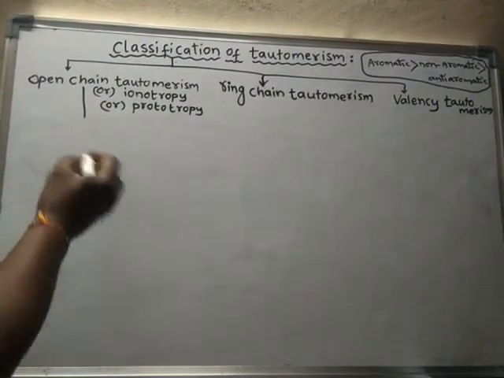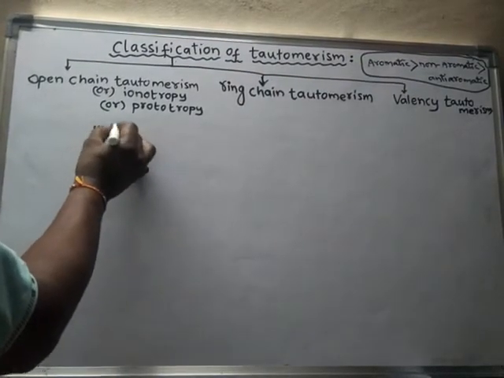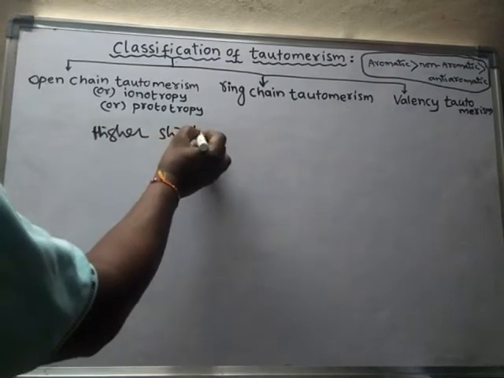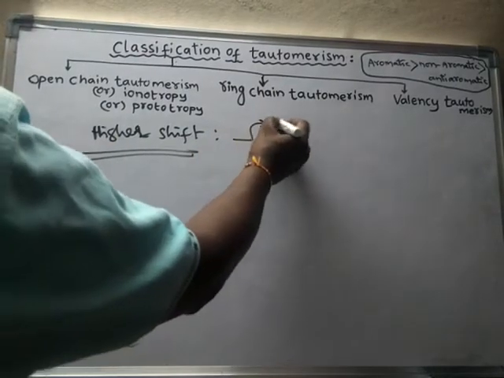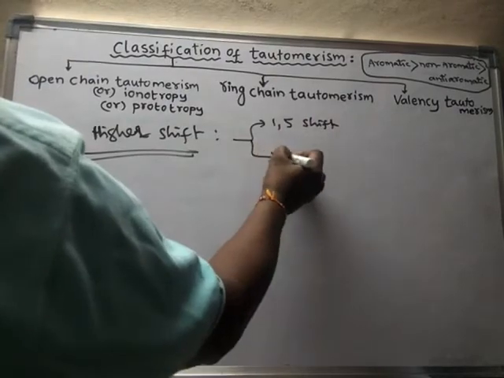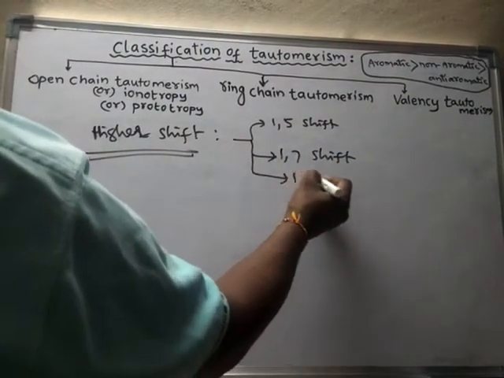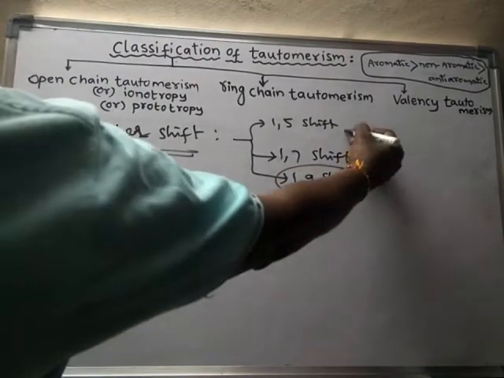Okay, next type of open chain tautomerism is higher shift. Higher shift may be of two types: 1,5 shift and 1,7 shift. Even 1,9 shift is also present, but we generally don't discuss that one, so we'll discuss these two now.